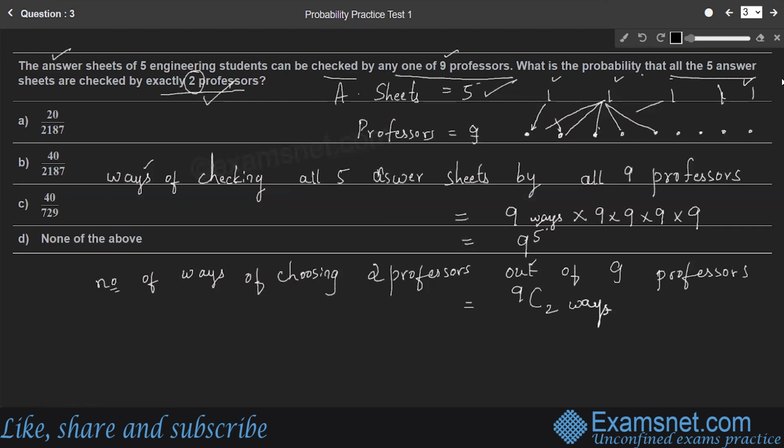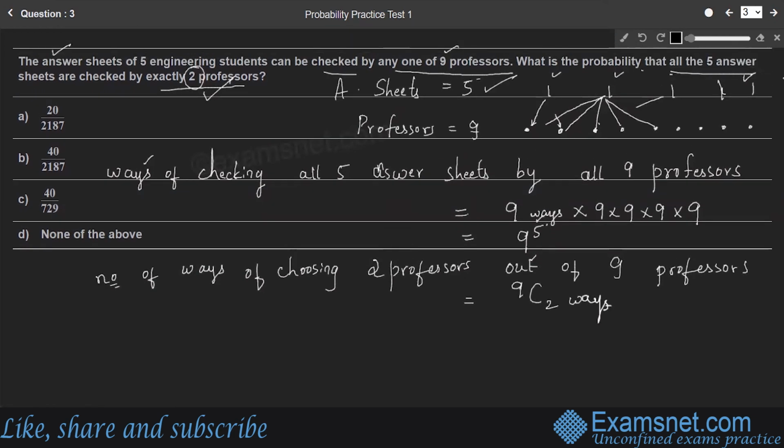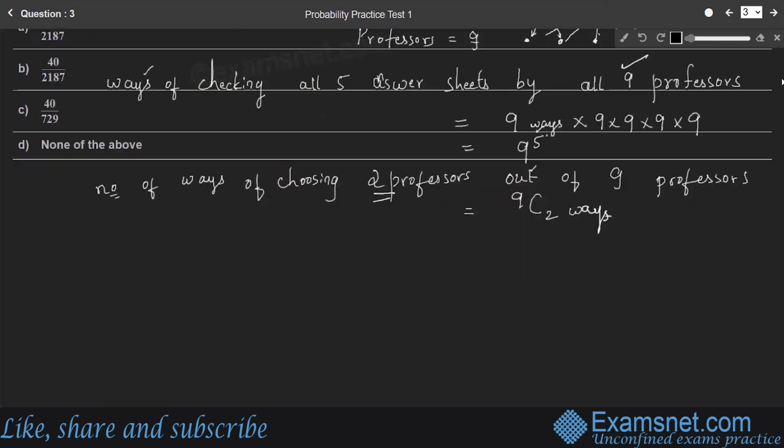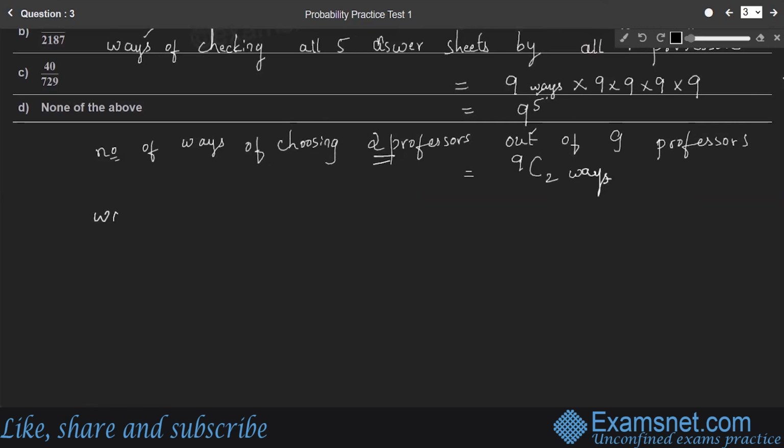Let us consider the ways of checking the given 5 papers by 2 professors, not by all 9 professors, by 2 professors. So ways of checking all 5 papers by 2 professors.